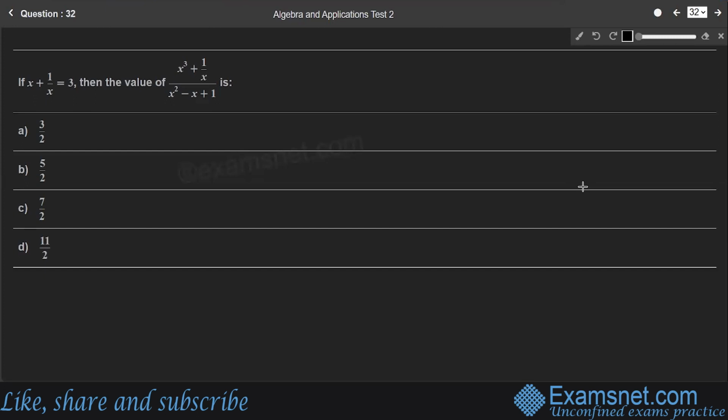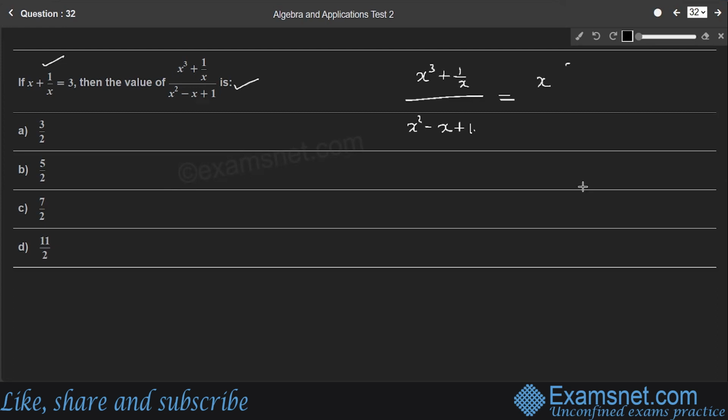Question number 32. If x plus 1 by x is equal to 3, then find the value of (x cube plus 1 by x) whole divided by (x square minus x plus 1). So here, students, let us consider (x cube plus 1 by x) whole divided by (x square minus x plus 1). In the numerator part, we'll take out x as common.